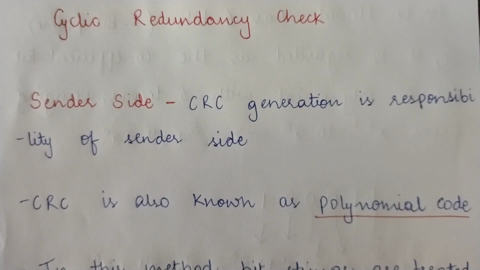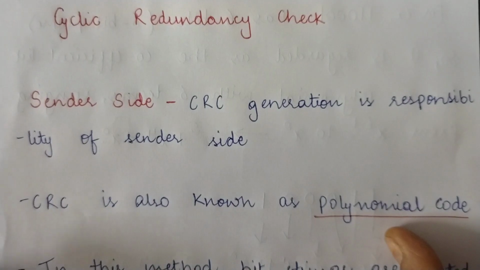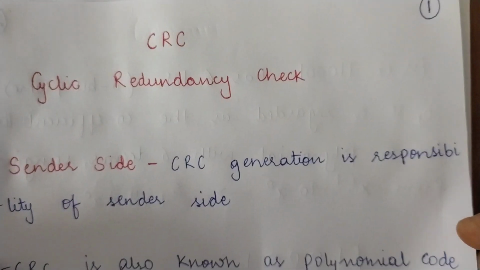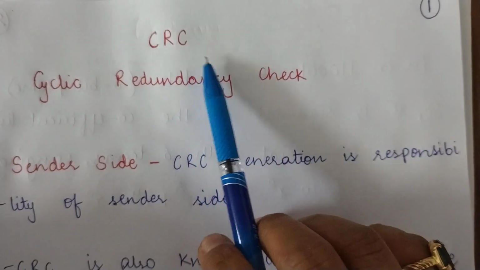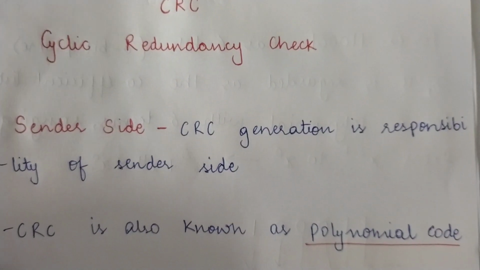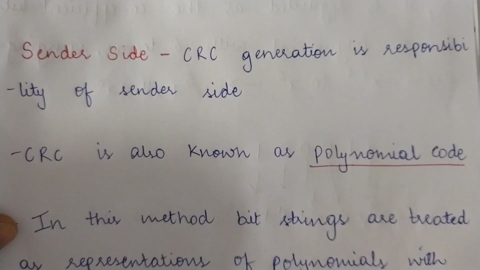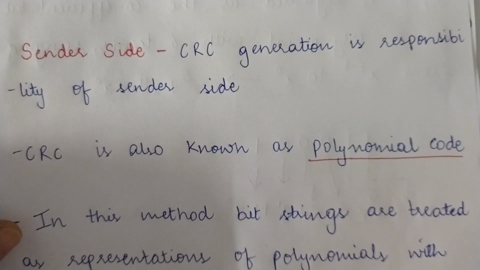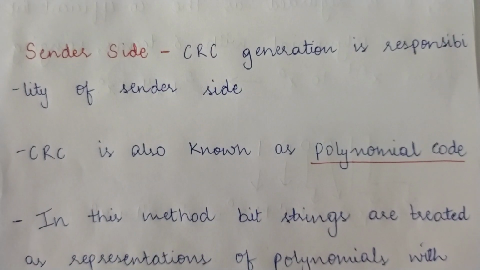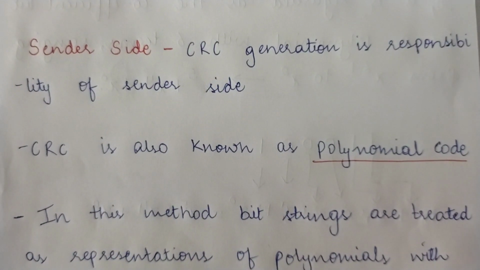Hi all the students. Today we are going to study cyclic redundancy check, which in short is also known as CRC. So CRC is another method for error detection.